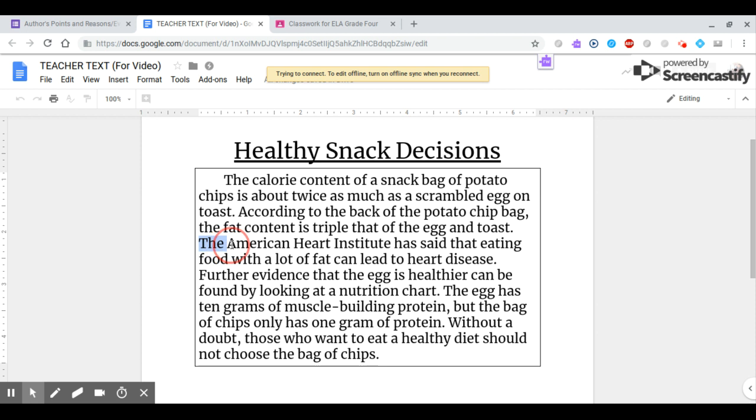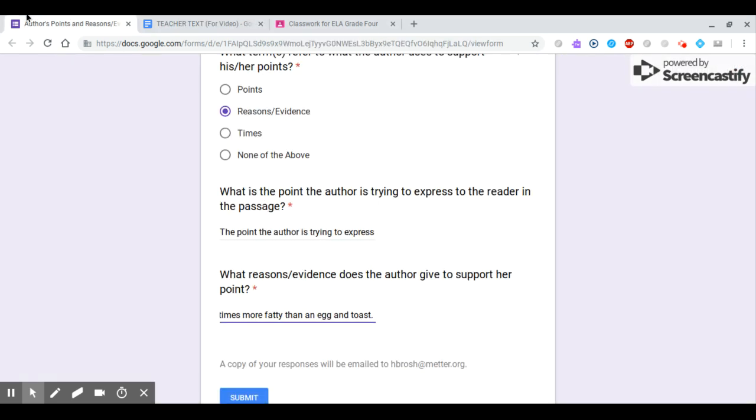This is very important. This is some evidence. The American Heart Institute has said that eating food with a lot of fat can lead to heart disease. Okay, so another reason, got to capitalize the first letter of my sentence. You can capitalize by holding down the Shift key and then pressing the letter you want to capitalize. So I'm holding down the Shift key and pressing A. Another reason is that higher fat content can lead to heart disease.